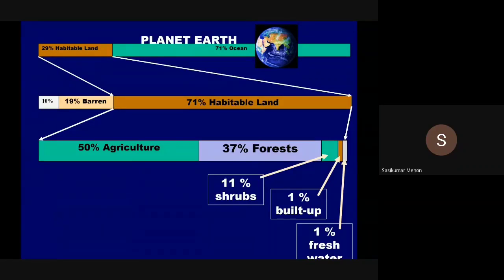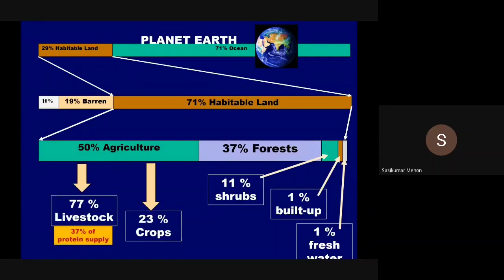Now, if you look at how we are using it, agriculture, we are using about 77% of that land for livestock, which is giving us 37% of protein supply, whereas 23% of it is used for crops, and we are getting 63% of proteins from there. Now see how lopsided is our use of land for agriculture. Animal husbandry is taking up huge land, but actual agriculture is using less land but giving us more protein.